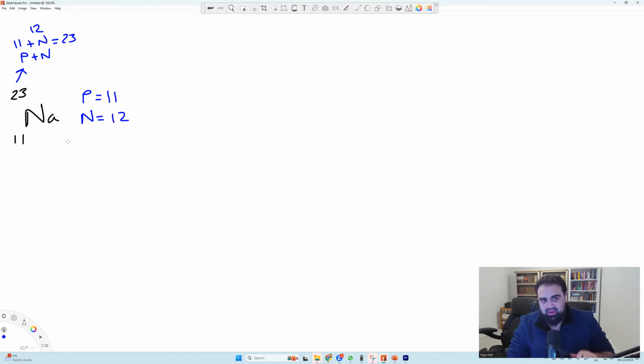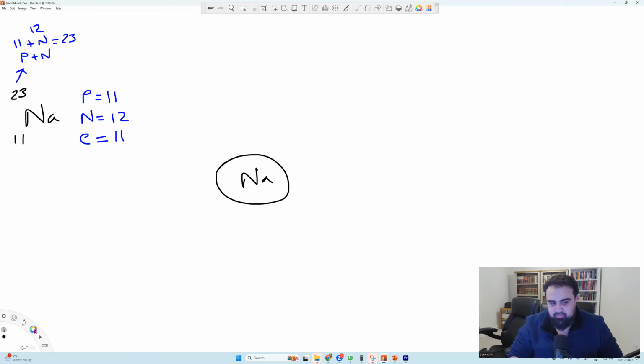So how many electrons do we have? 11, because the number of protons always equals the number of electrons. Is that understood? So we're going to draw a sodium atom real quick. How many electrons does sodium have in its first shell? 2. It's only allowed 2. In the second shell, how many is it going to have? 8. It's only allowed 8. In the first shell, it's 2. In every shell after that, it's 8.